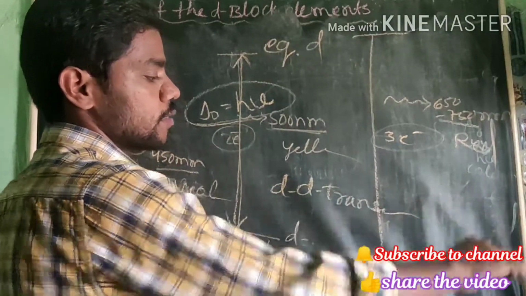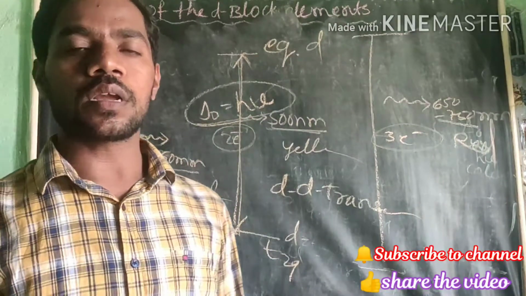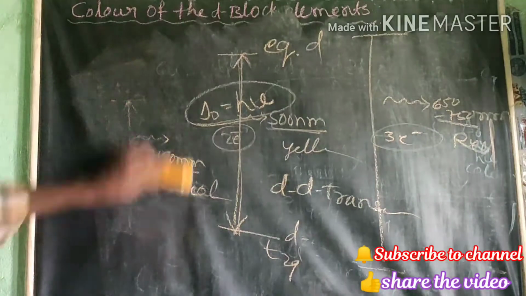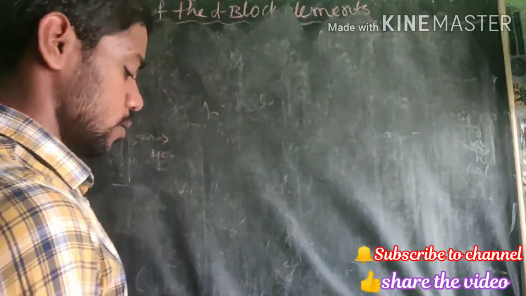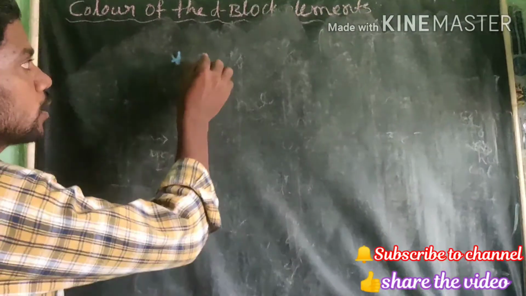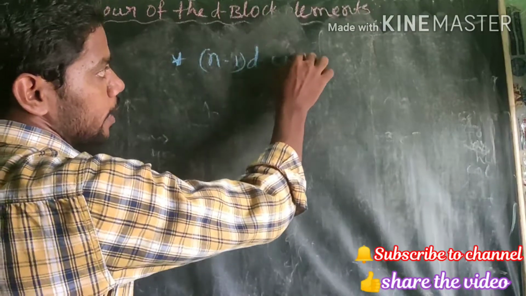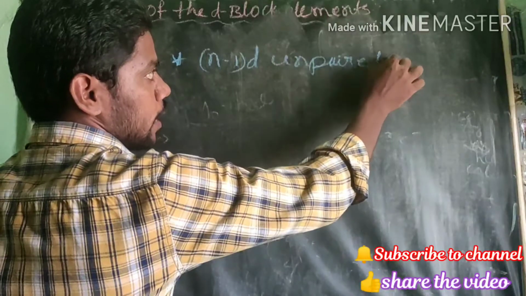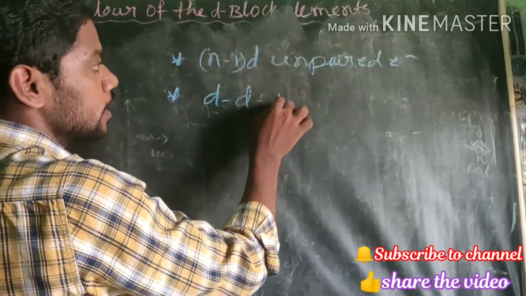Whenever they ask why d block elements show color to the compound, you have to explain two points. One is because they contain n-1 d unpaired electrons, and one more reason is d-d transition.